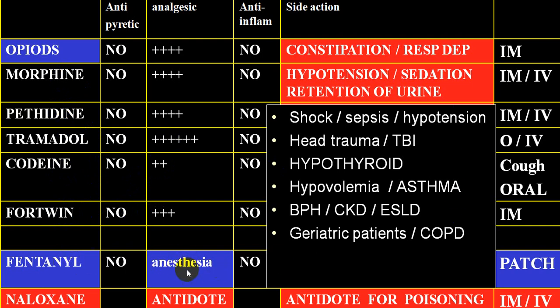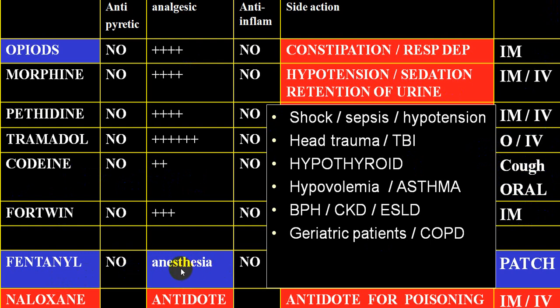Fentanyl is mainly utilized as an anesthetic, and naloxone is mainly utilized as an antidote for poisoning of these compounds, morphine, pethidine. So during acute opioid poisoning, naloxone is utilized as an antidote. All are non-antipyretic, non-anti-inflammatory groups. They are available in the form of intramuscular and IV preparations. Tramadol is available as oral and IV. Codeine is available in the form of oral cough preparations, etc. While Fortwin is available mainly in intramuscular preparation.